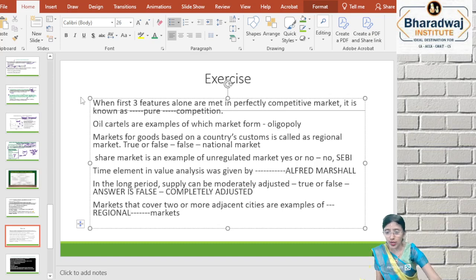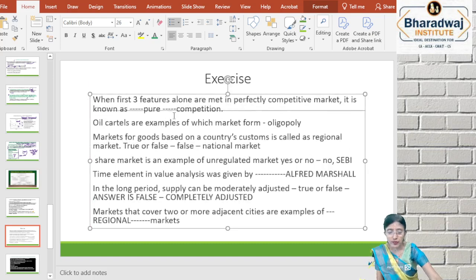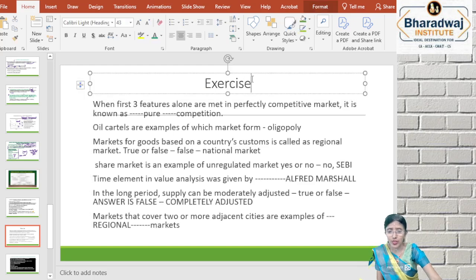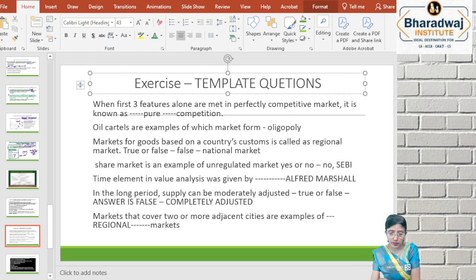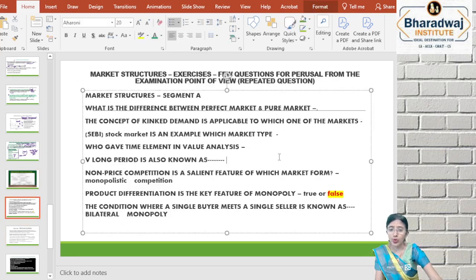See whether your answers were right. So I'm giving you some template questions, model questions to revise. Okay, now look at this. Few more questions are there, from segment A.